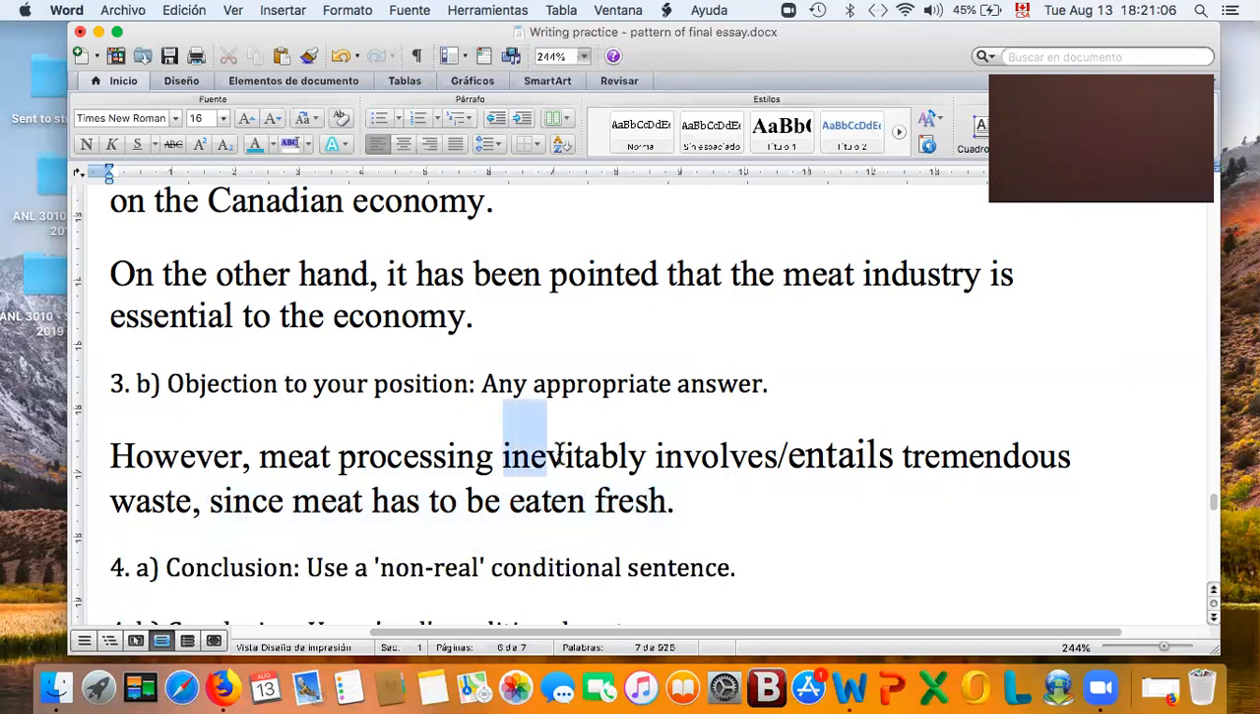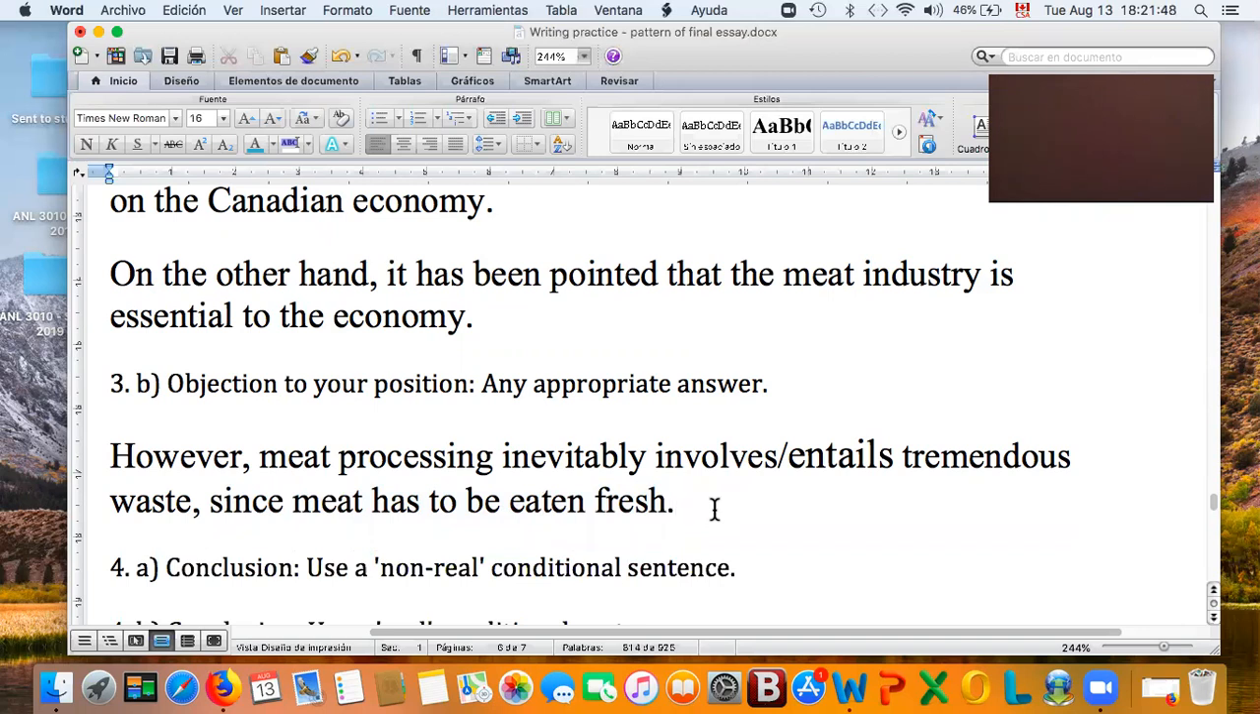I put inevitably. So that means there's no way to avoid this. It inevitably involves or entails waste, tremendous waste. And here's the main reason for that. So, okay, on the one hand, the meat industry is essential to the economy. But look here, that's no excuse because meat processing is extremely dirty. Well, that's one possible answer.